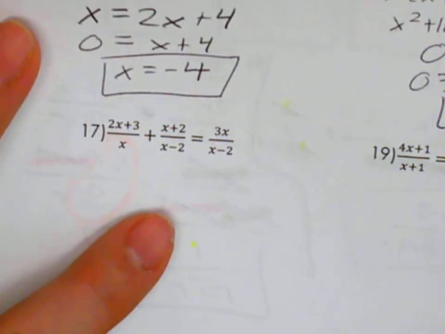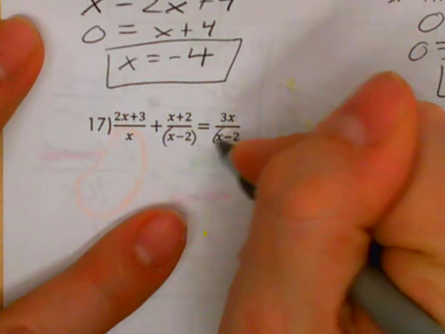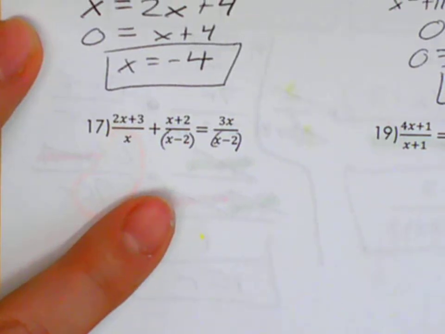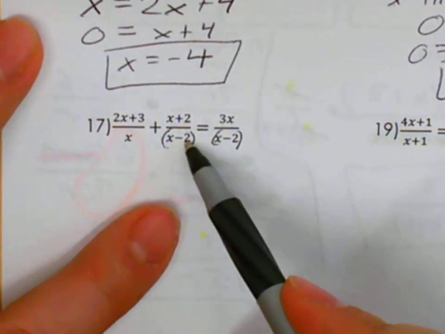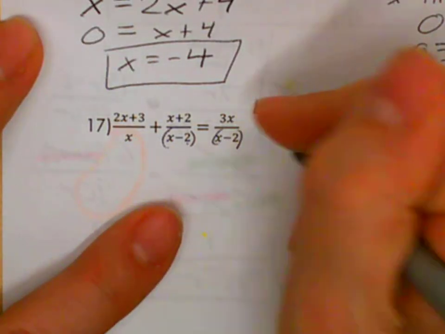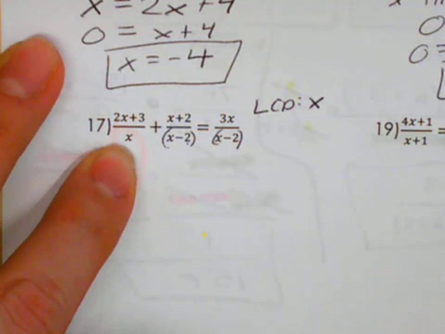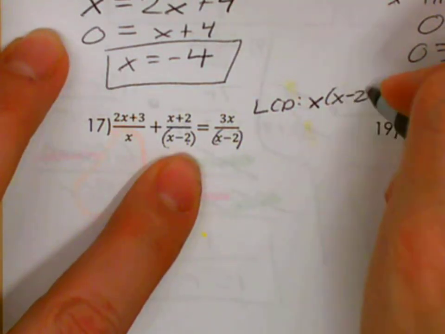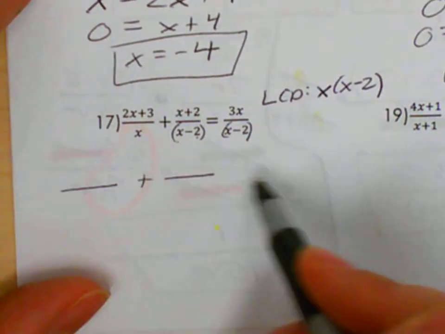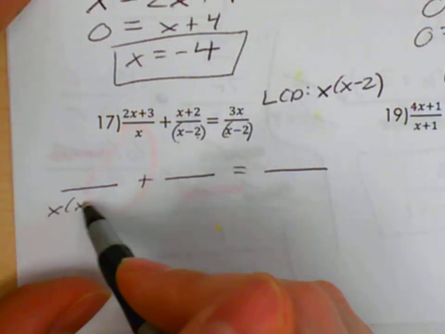Number 17. I'm going to put parentheses here so that I know that that's one thing. It's kind of stuck together. I can't consider the x and the negative 2 separately. I need to consider the x minus 2 as one thing. So when I look at my least common denominator, I see I have an x. I'll need to put that as part of it. And I also have an x minus 2. So now, when I'm trying to figure these, they're all going to be over x times x minus 2.